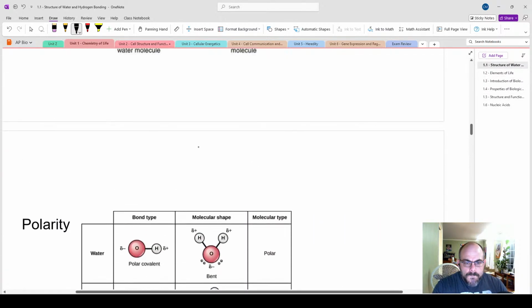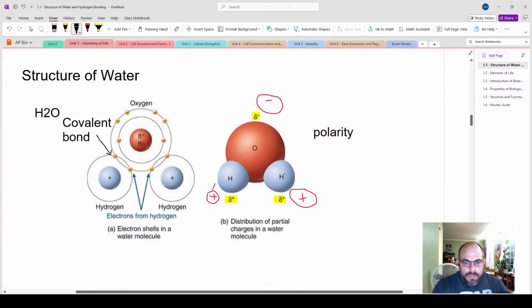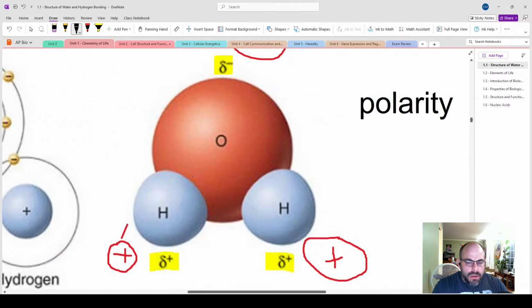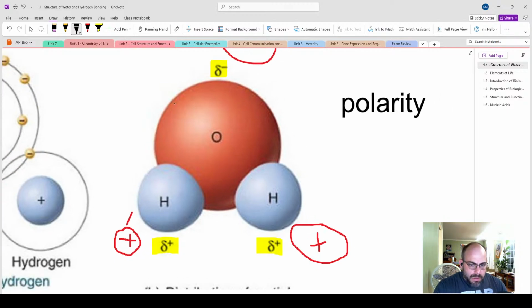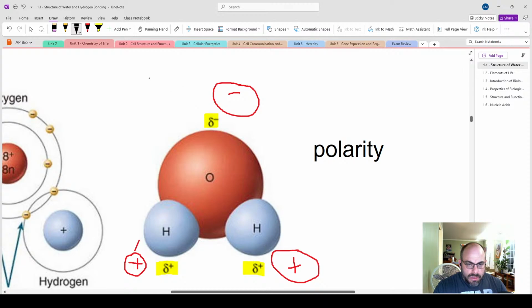So right here, imagine a situation where there's equal sharing, right? And anywhere, if there was equal sharing, you could touch this water molecule anywhere and it would have the same sort of charge, be neutral. Well, it's not. And so the electrons are going to be up here most of the time.